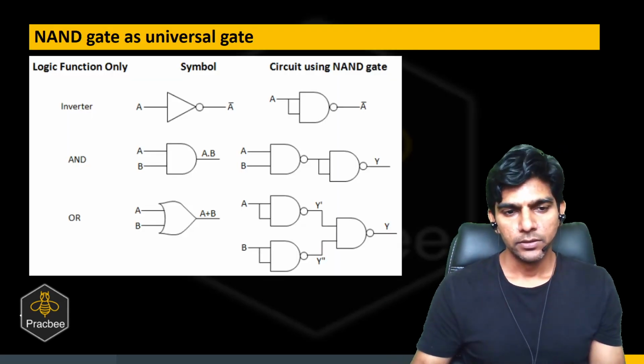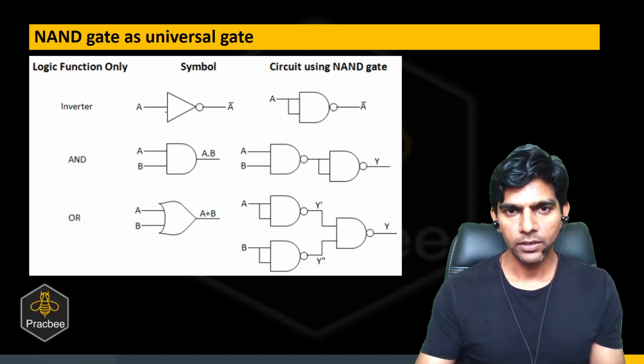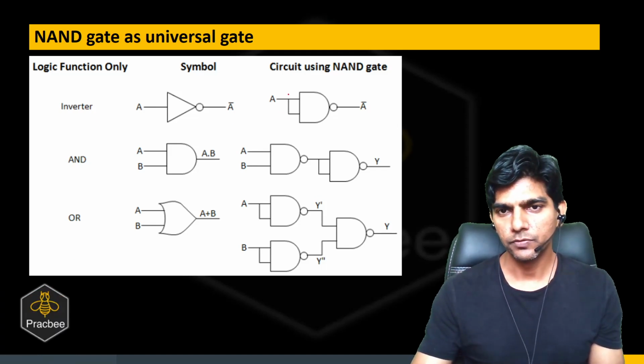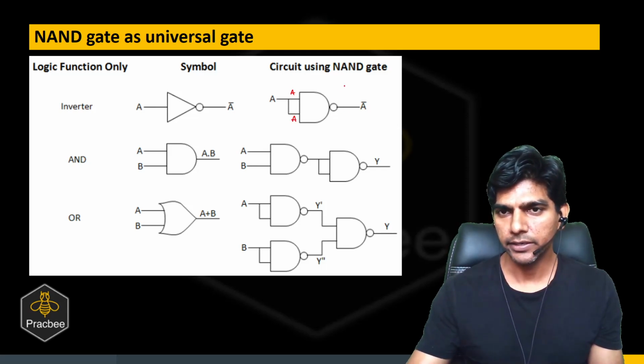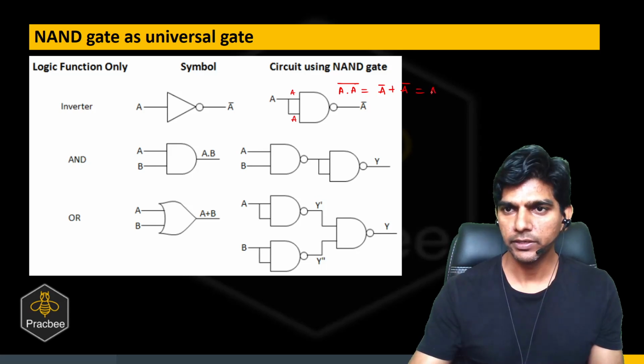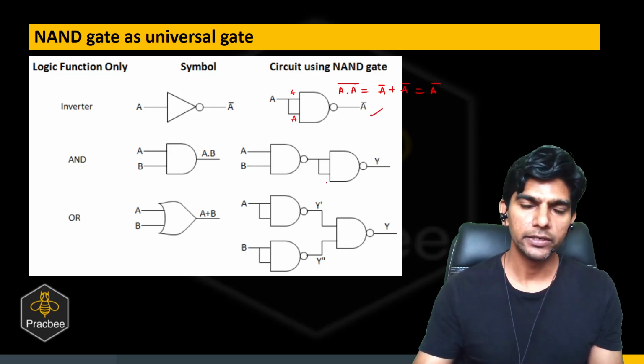So let us see. If we connect it like this, if we join the inputs, so here we have A, now here we have a NAND gate, so it will be A multiplied A with bar. So this is what it is, A bar plus A bar, which is nothing but A bar. So can you see we are getting a NOT gate.